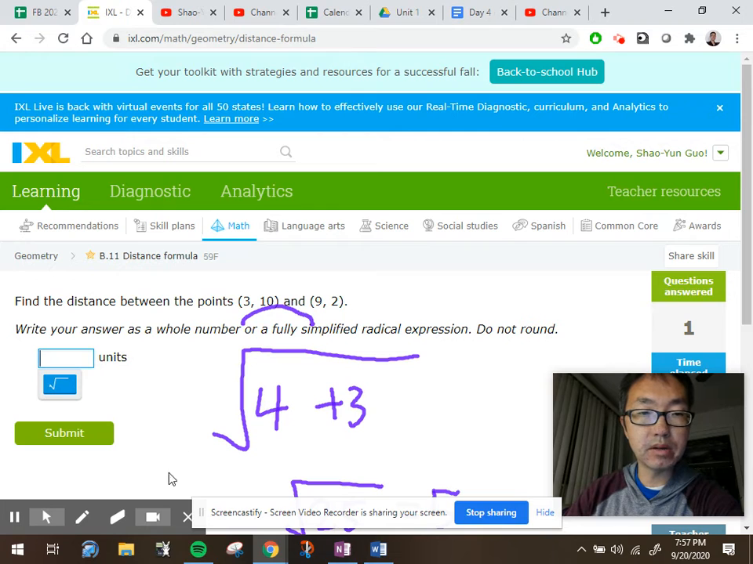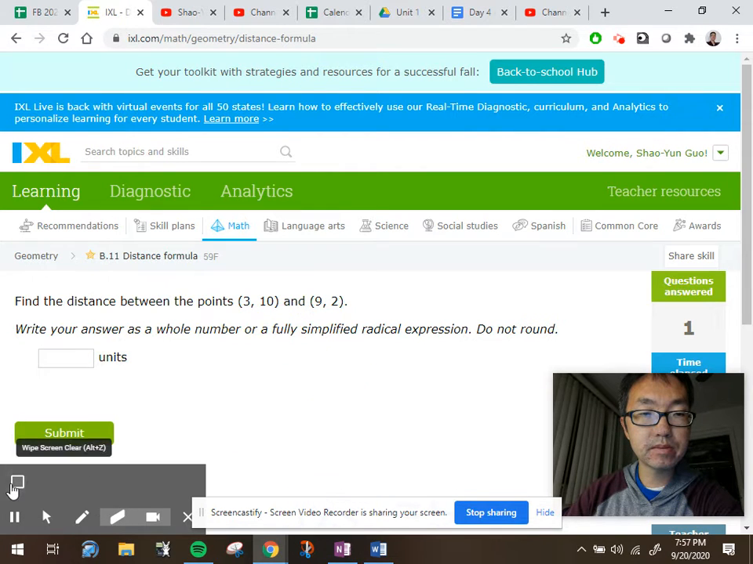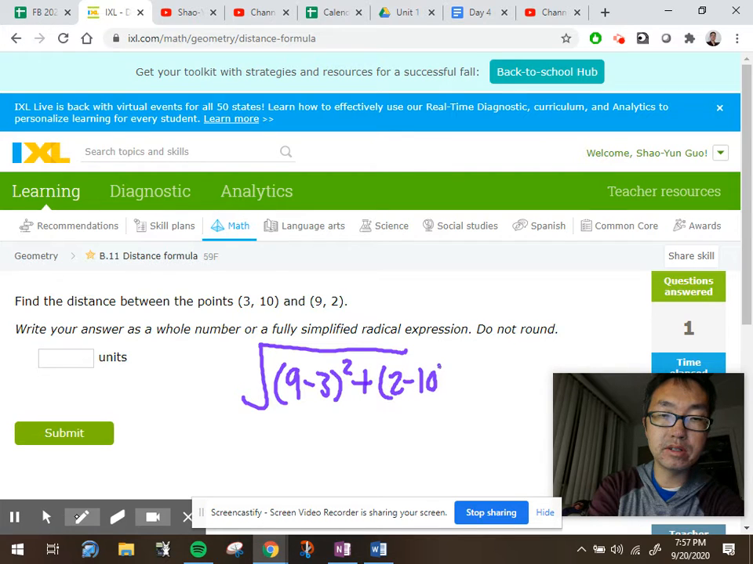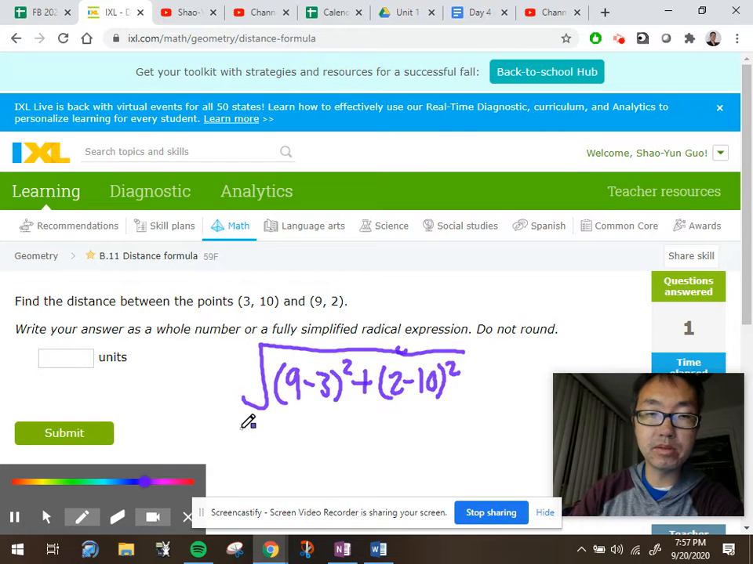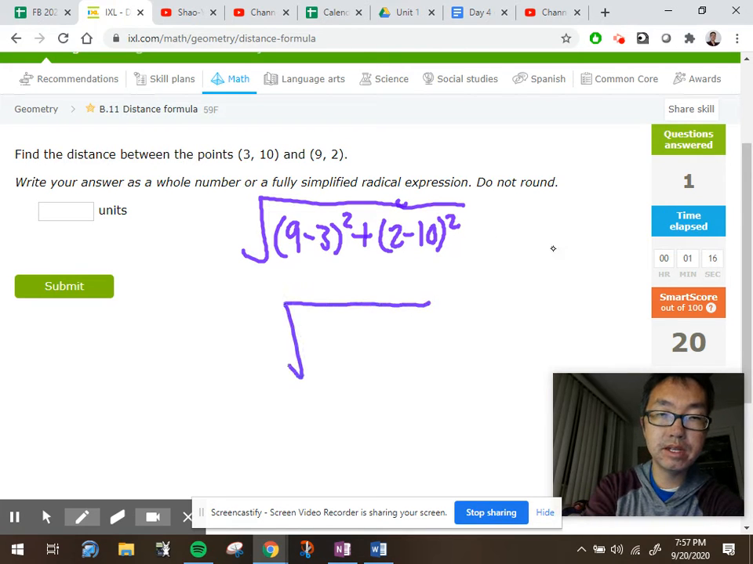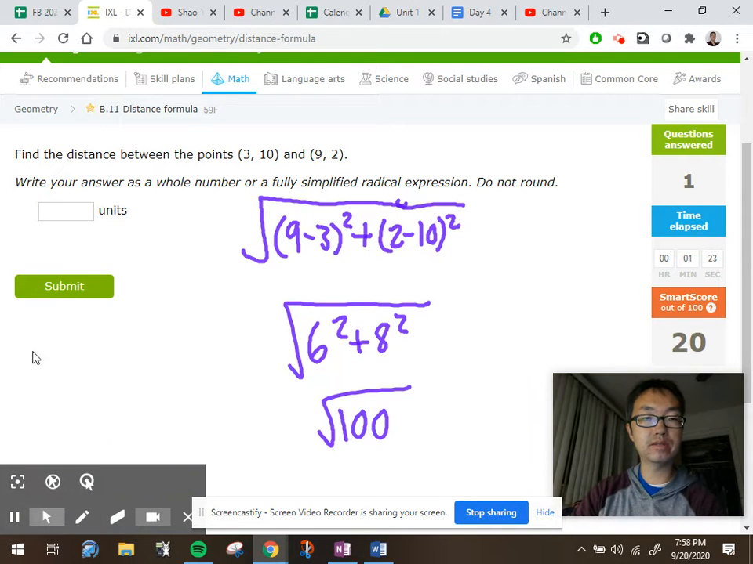All right, we're probably going to get into square roots now. Subtract the first two numbers. Let me just write the whole formula: 9 minus 3 squared plus 2 minus 10 squared. Order doesn't matter because you'll end up with the same number. Just make sure you're doing the x's and the y's. 6 squared plus 8 squared is 100. Square root it, you get 10.